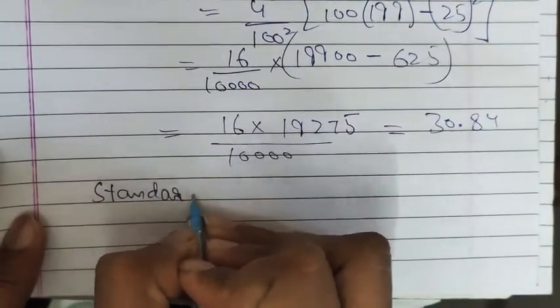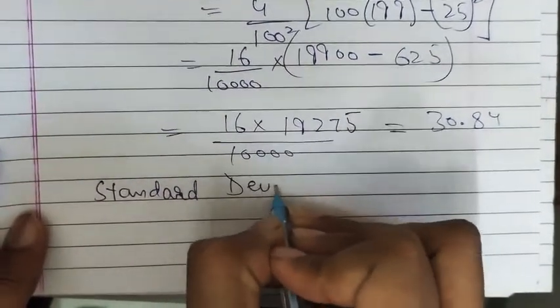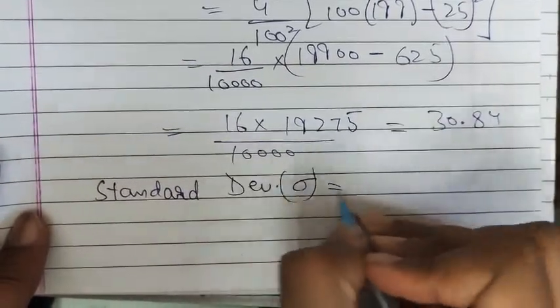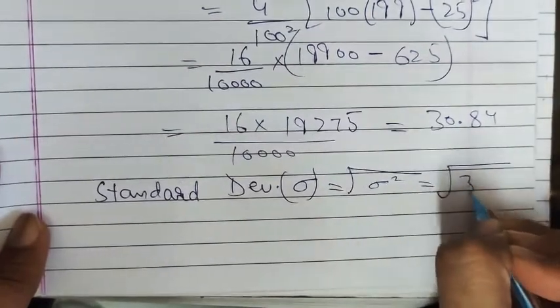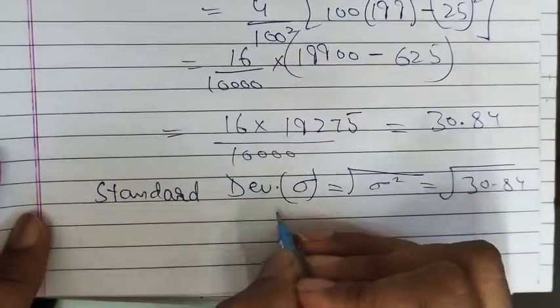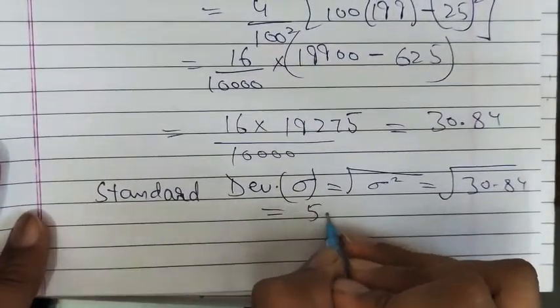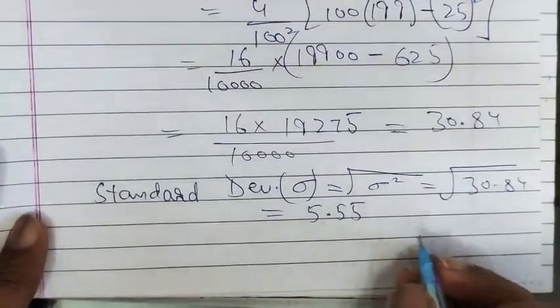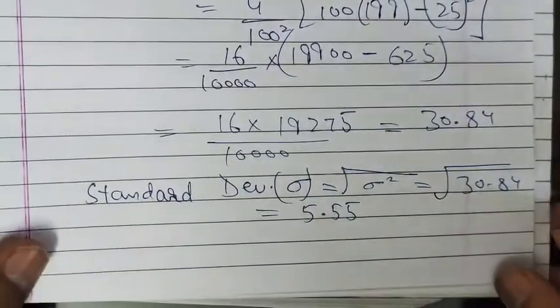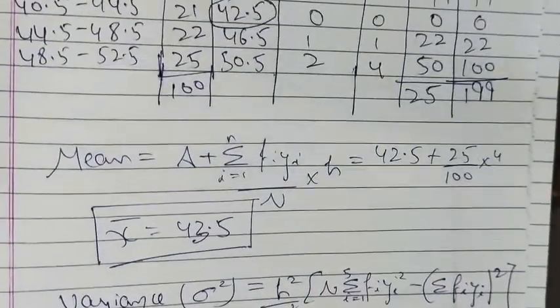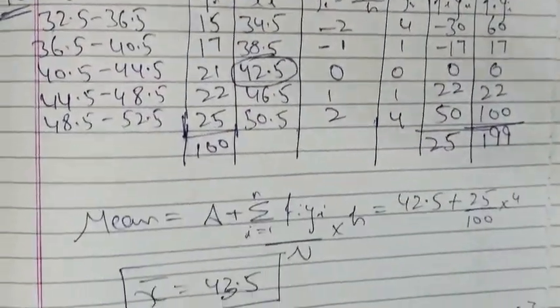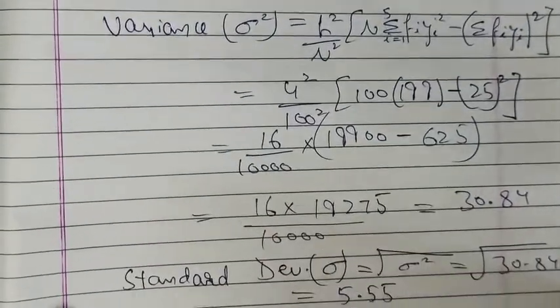Standard deviation will be the square root of it. Standard deviation sigma is equal to square root of sigma square, which is square root of 30.84, which is equal to 5.55. Standard deviation is 5.55, variance is 30.84, mean is 43.5. So this is the complete solution. Please pause the video and note it down.